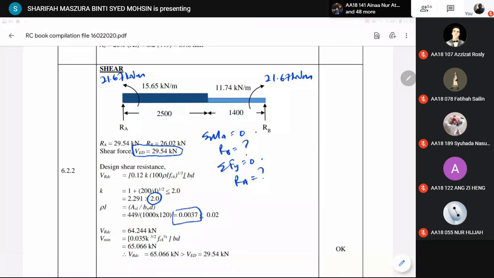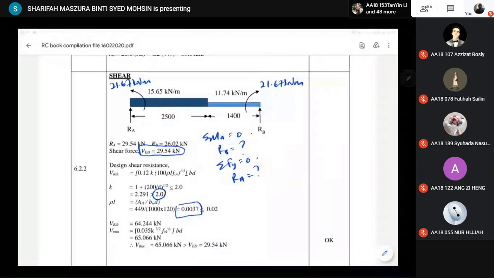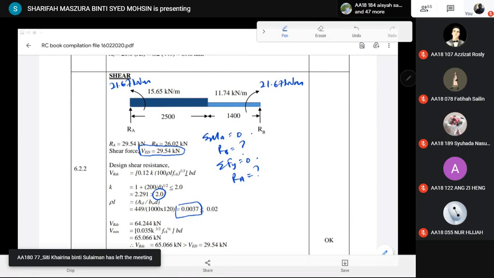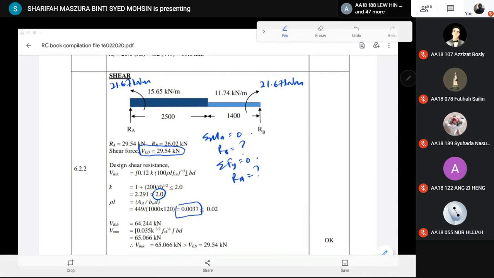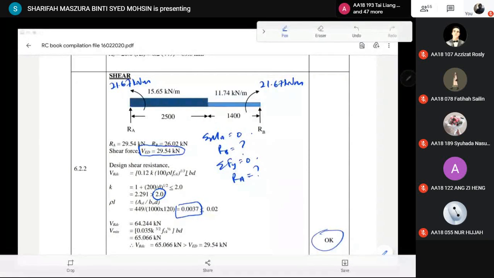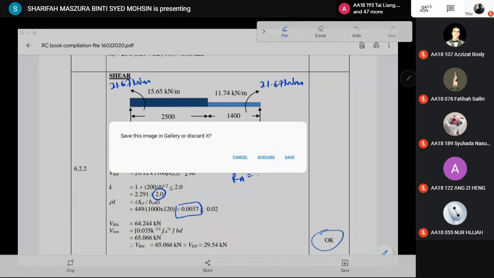Then calculate VRd,c and V minimum, so we get VRd,c is 64.24 kilonewton, whereas V minimum is 65.07 kilonewton. So compare this with the V, our V is lower than the VRd,c value, therefore checking for shear passes. Next is for the deflection part.